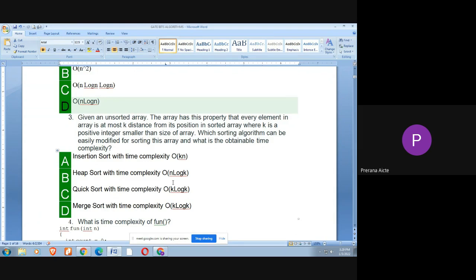So here, when we use the heap sort to sort the array, firstly create a minimum heap with the first k plus 1 elements and a separate array as the resultant array. Because elements are at most k distance apart from the original position, it is guaranteed that the smallest element will be in the k plus 1 elements.